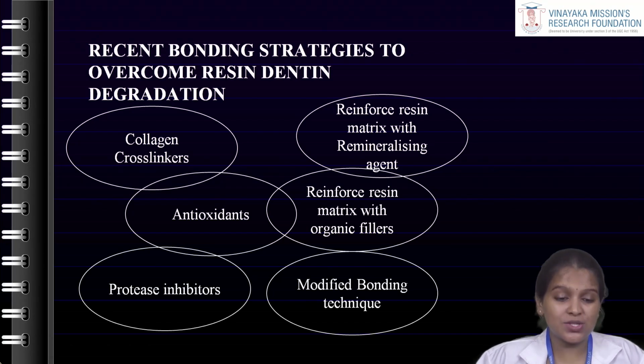So what are the resin bonding strategies to overcome the resin-dentin degradation? One is the use of collagen cross-linkers, antioxidants, protease inhibitors, and reinforcing the resin matrix with remineralizing agents. This is an attempt to cause a regeneration within the interface so that it causes a stronger and more durable hybrid layer. And the resin matrix can be reinforced with organic fillers, and also by modifying the bonding technique there can be an improvement in the durability of the hybrid layer.